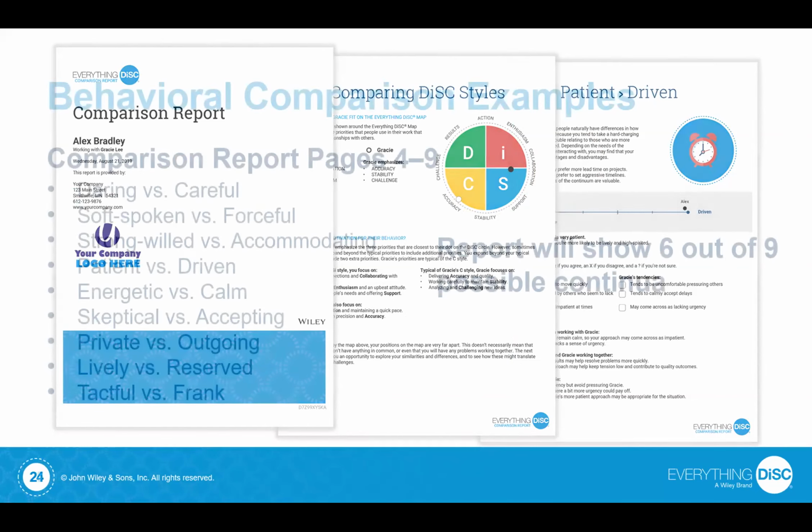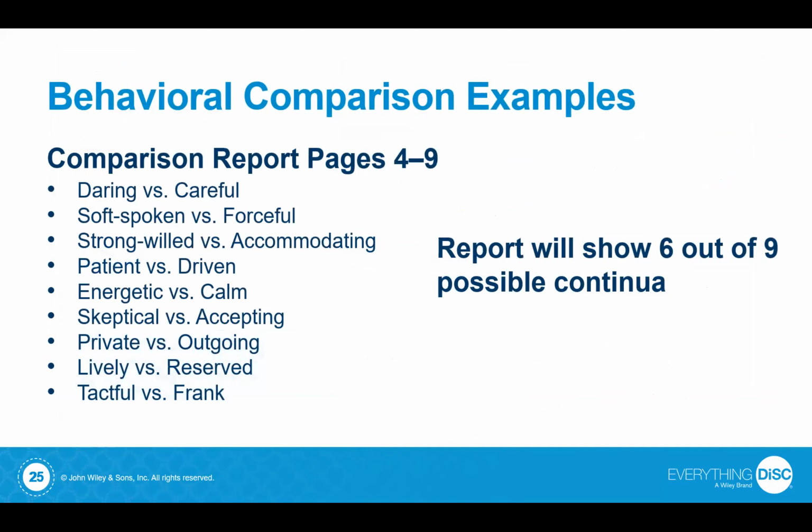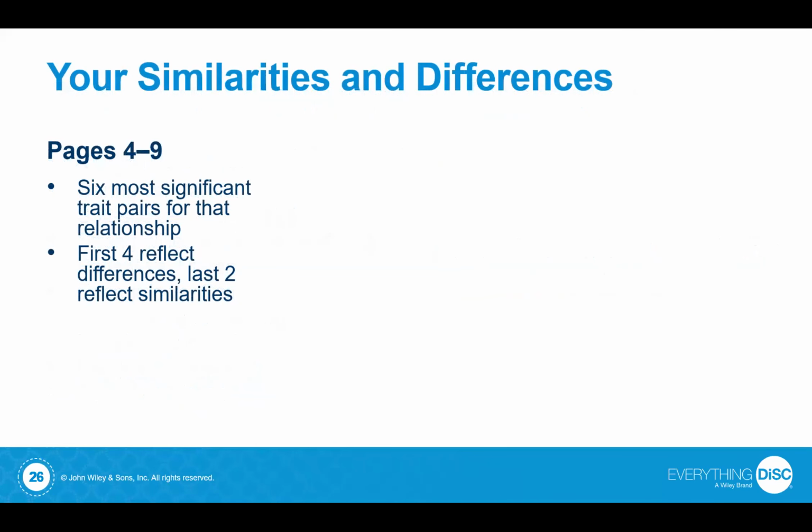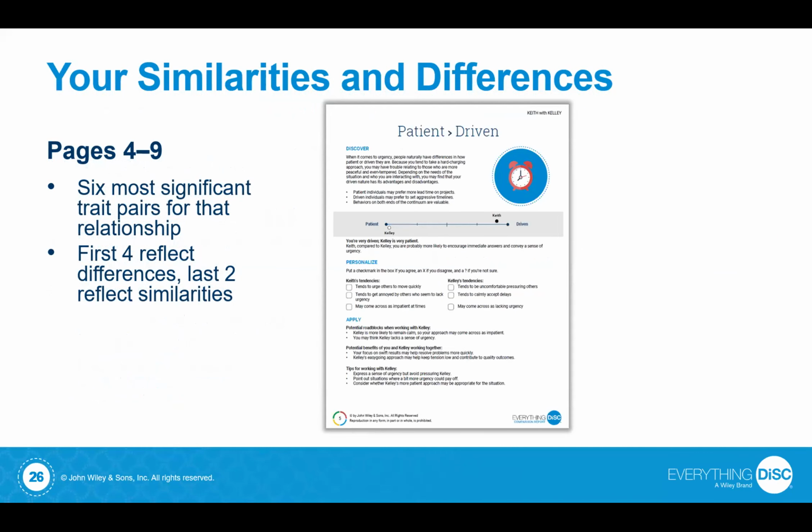Okay. All right. So this has 9 continua in it, 9 scales that are being measured, and plots where each person sits on each of those. But the report will only show 6, the 6 that are most relevant for these 2 people, right? And the first 4 will reflect differences, and the last 2 will reflect similarities.